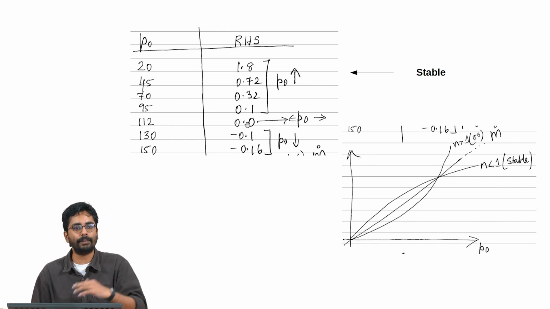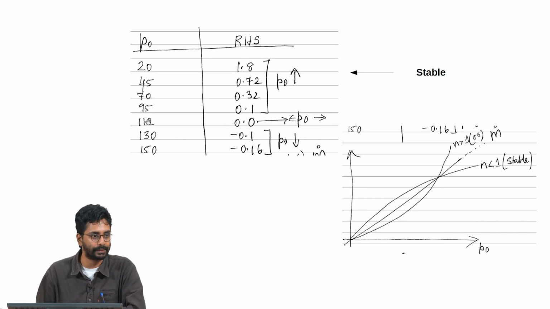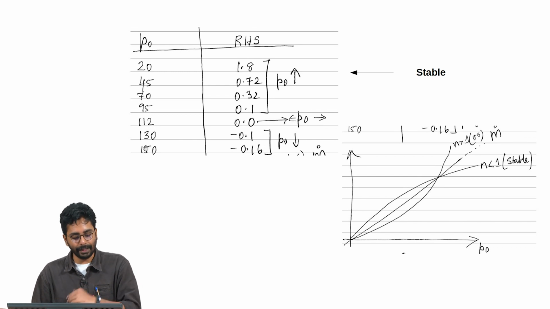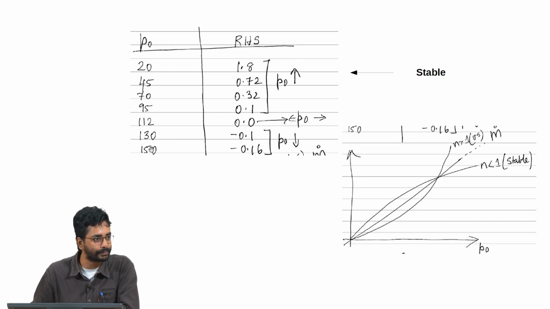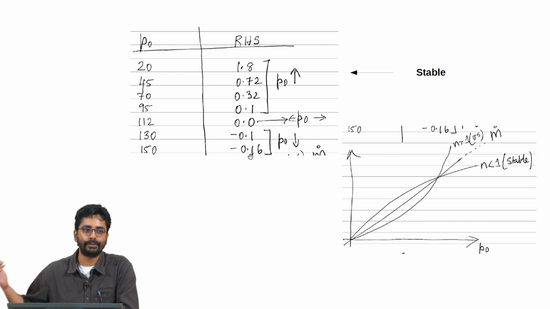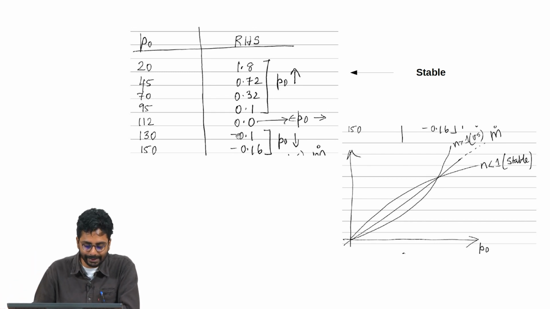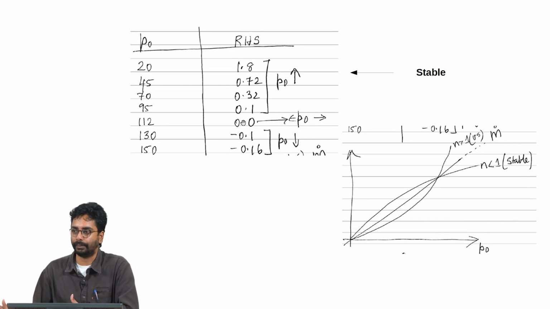That is the equilibrium pressure at which the rocket will settle down. In this case, that is 112 atmospheres. Instead, if you started from a value higher than 112 atmospheres, let us say 150 atmospheres, obviously, as expected, the right hand side is negative. So, the pressure will decrease until it becomes 112 and then stop there. So, this 112 atmospheres is called the equilibrium pressure.